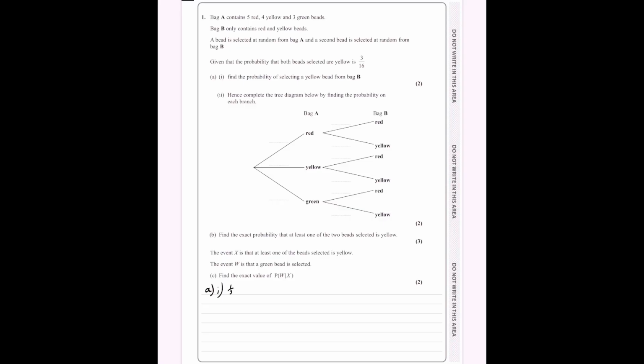A1, it tells us the probability of them both being yellow is 3/16. So if I do a third times the probability of it being yellow in bag B, I get 3/16. Multiply both sides by 3. The probability of being yellow in bag B is 9/16. That gives me all the information I need to fill in the tree diagram. So we've got 5/12, 4/12, 3/12, and then 7/16, 9/16, and so on for bag B.